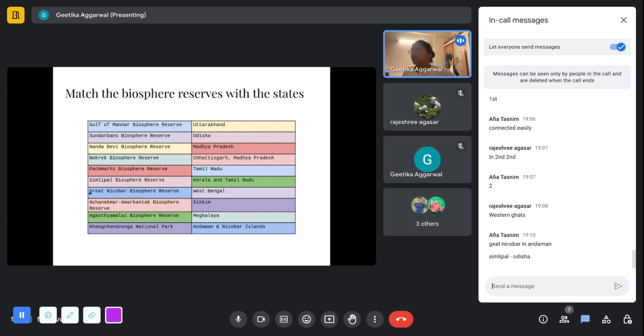Great Nicobar is obvious from the name. It's found in Andaman and Nicobar. Achanakmar-Amarkantak Biosphere Reserve is found in Chhattisgarh and Madhya Pradesh, and Agastyamalai is in Kerala and Tamil Nadu, because you have the Agastyamalai range of mountains. And then there is Kanchenjunga, which is found in Sikkim. So in India, we have 18 biosphere reserves in total. These were some of them, and now you know where they are found.